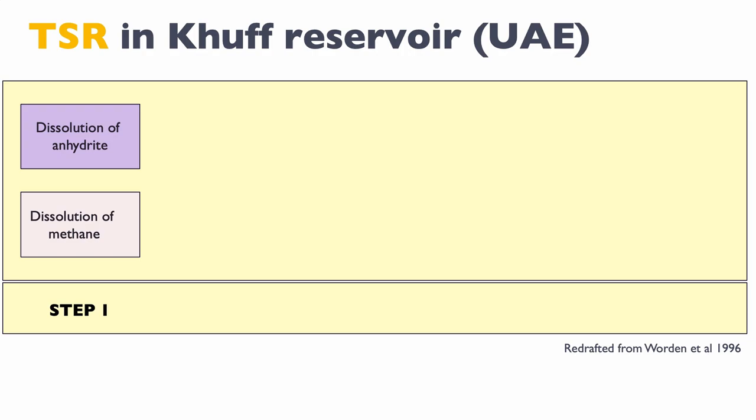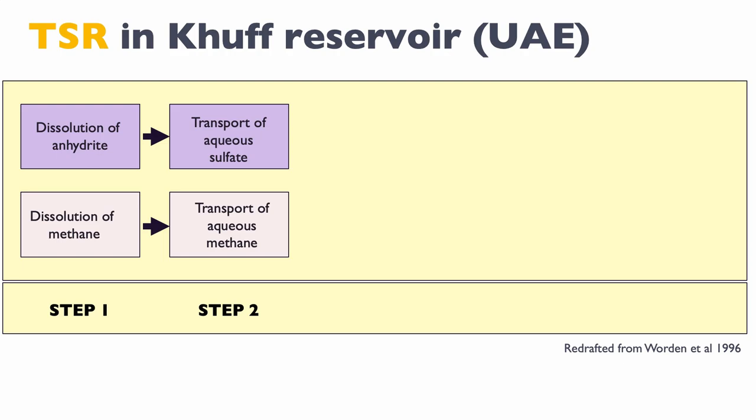So here's an example of the Khuf Reservoir in the United Arab Emirates. This was published in 1996 by Richard Worden et al. And I'll show you the different steps of this TSR process. So first, we have dissolution of anhydrite and dissolution of methane in the burial regime, so at these temperatures of 100 to 140 degrees. That leads to transport of aqueous sulfate and aqueous methane.